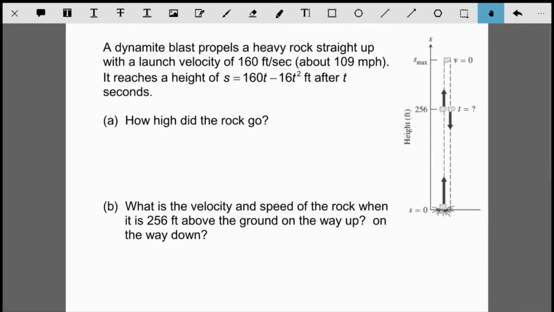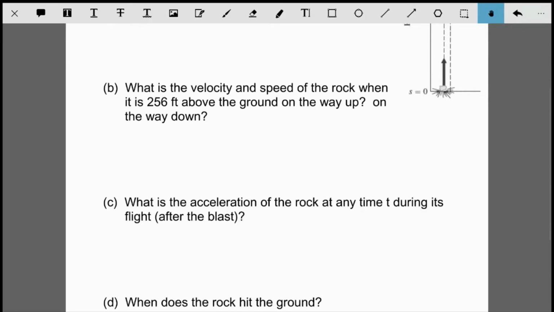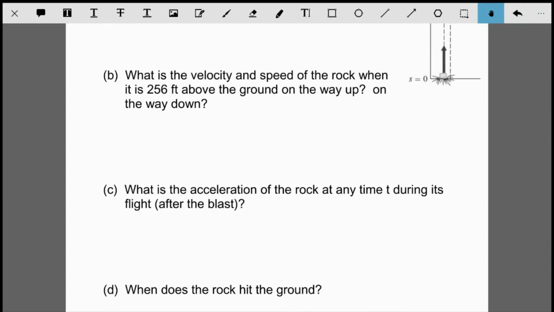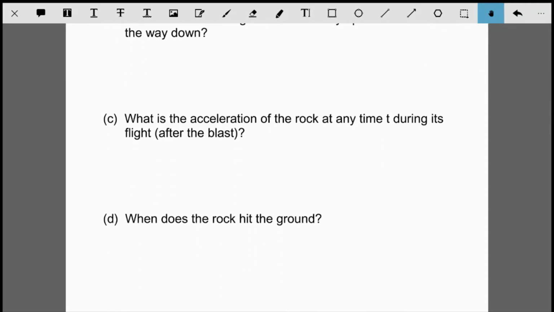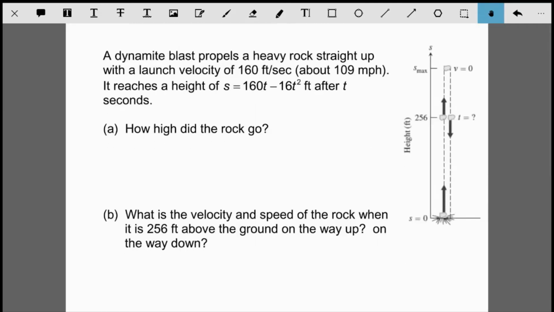So there's 4 questions here. How high did the rock go? What's the velocity and speed on the way up and the way down when we're at 256 feet? What's the acceleration? And then when did the rock hit the ground? So pause the video, give yourself 5-10 minutes, whatever it takes, work through the problem, and then when you're done, unpause the video and I'll show you the solutions.